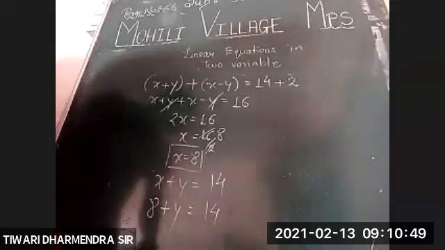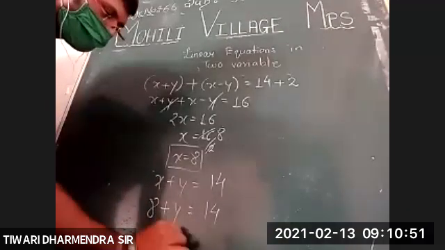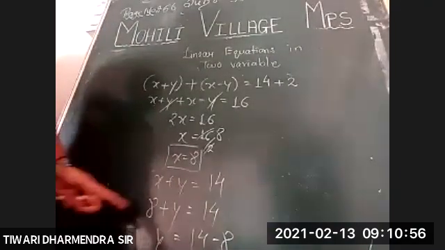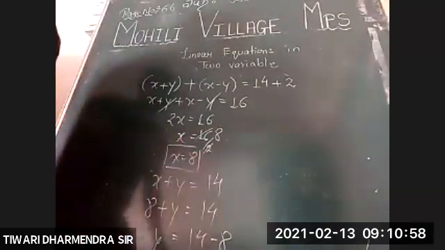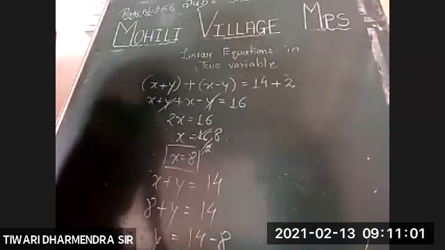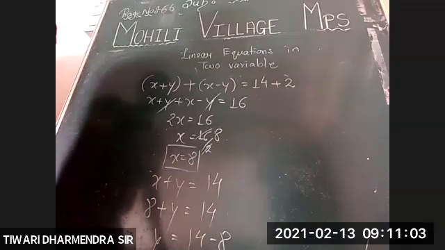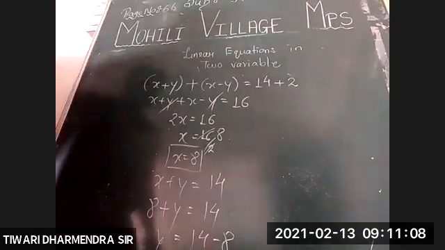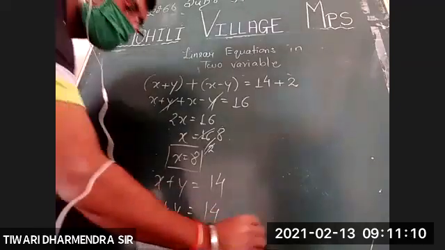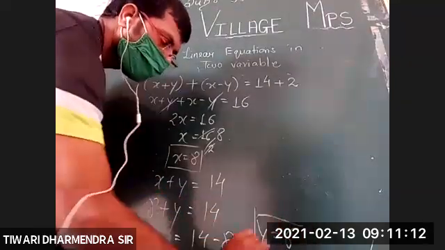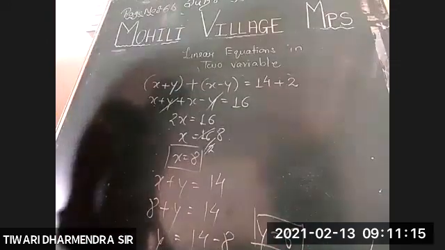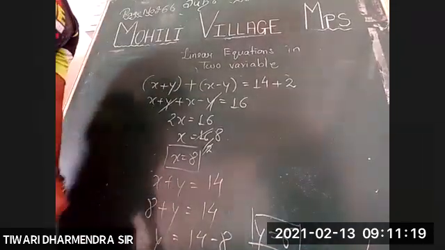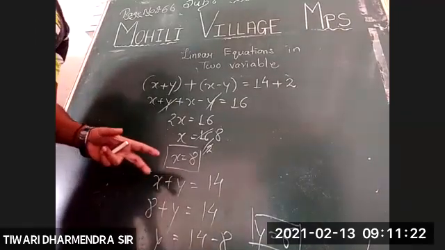So what do we get from here? y equal to 14 minus 8. We are taking this 8 to the right hand side, so it has taken a negative form. After taking 8 from 14, what do you get? y as 6. So y equal to 6 is the answer. Done. So this is called eliminating one of the variables.